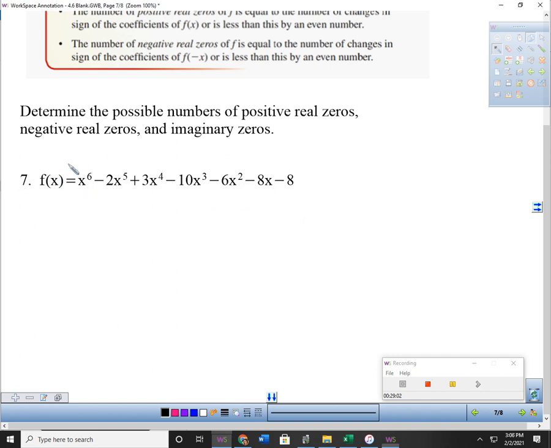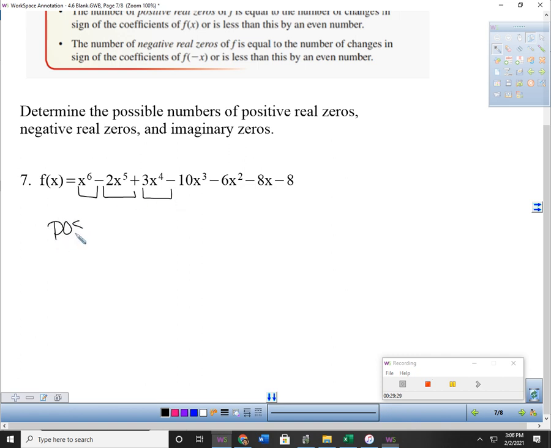You're talking about sign changes. So like my first term is positive and my second term is negative. So that's one sign change, right? Then I go from a negative to a positive. That's another sign change. Then I go from a positive to a negative. That's another sign change. Then I go from a negative to a negative to a negative to a negative. So I only changed signs 3 times.